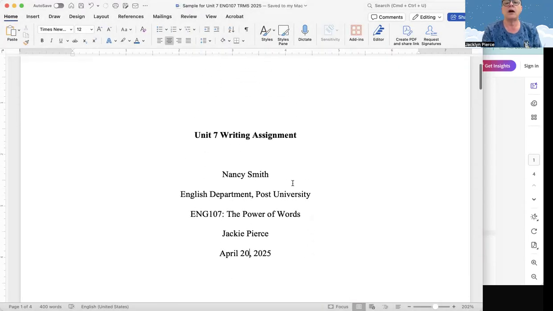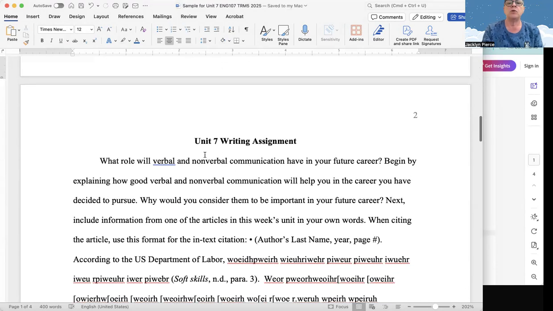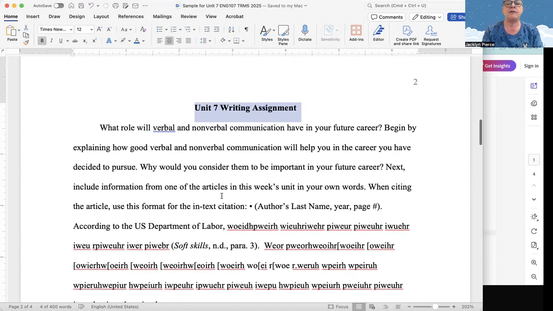All right, so cover page. Title is bold, one drop line, everything else is plain double spaced. Your first and last name, English Department, Post University, the course, me, your teacher, and the date. You will repeat the title at the top of page 2 in bold, same thing. And then you will write about the current information for verbal and nonverbal.